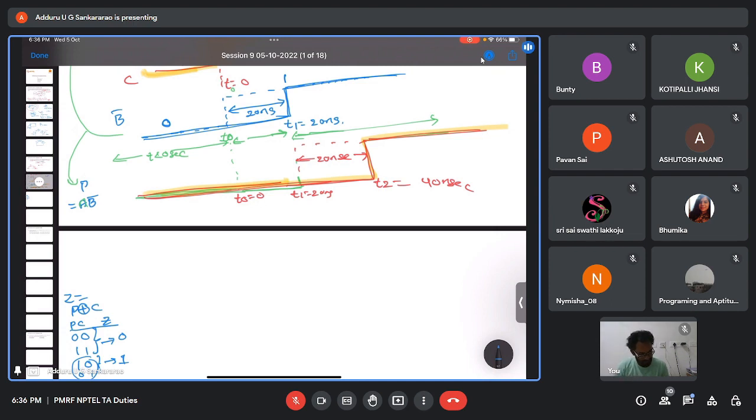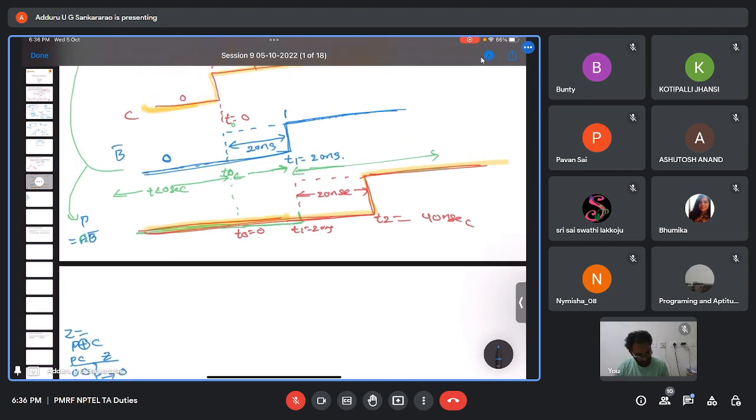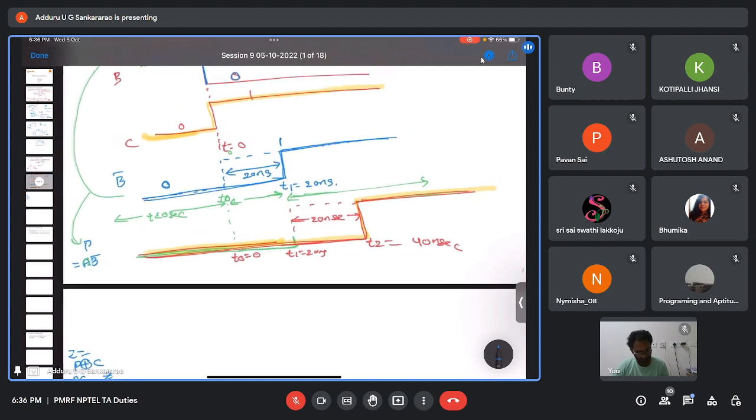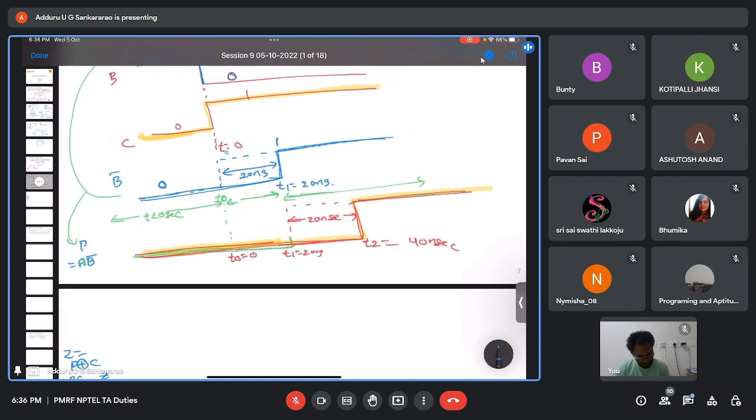Now I am drawing Z here. You can see, by considering C and P, I am drawing Z here. Now let us assume there is no delay. First I am drawing Z here. Now up to T naught, both C and P are zeros. So Z is 0.